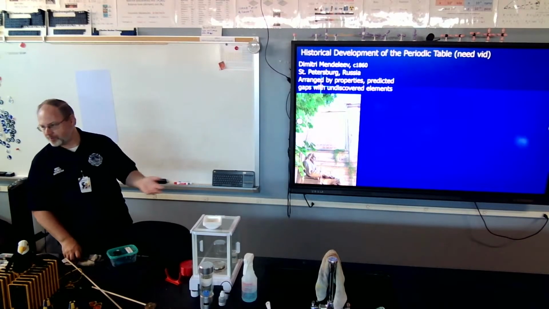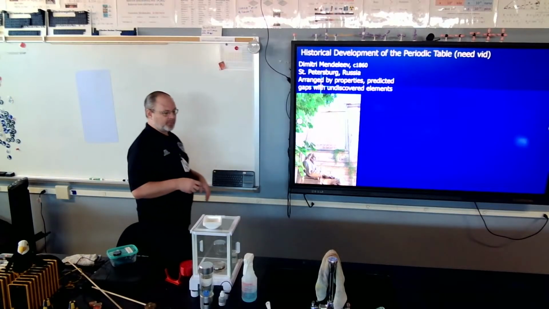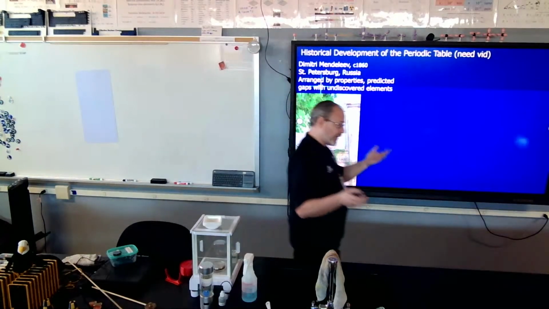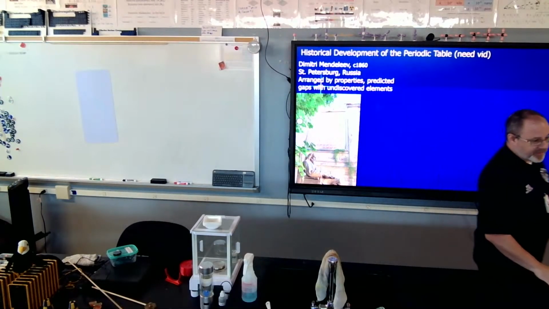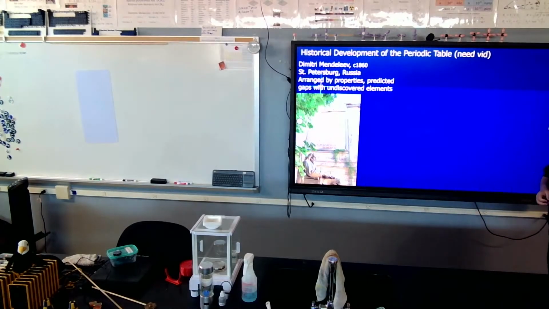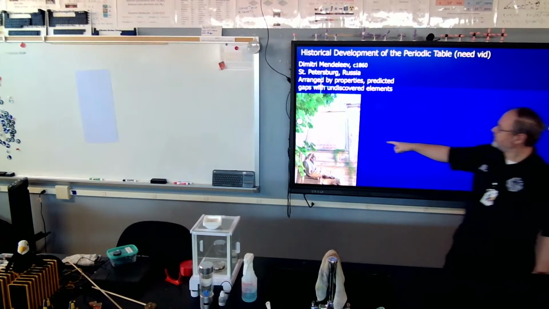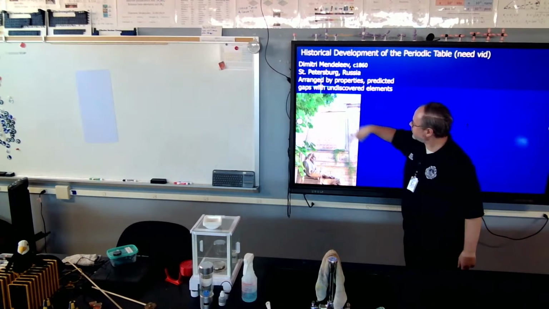A bunch of guys had grouped them previously by various ways, but I'm not allowed to teach you about that. But he was the first one that grouped elements by their properties. And he noticed something interesting. When he grouped them by their properties, they went into this fun little grid. This is a replicate of his grid.